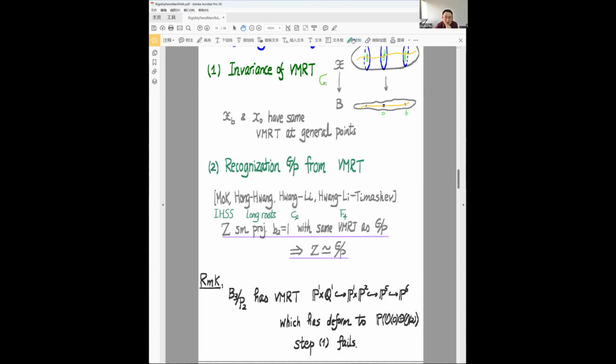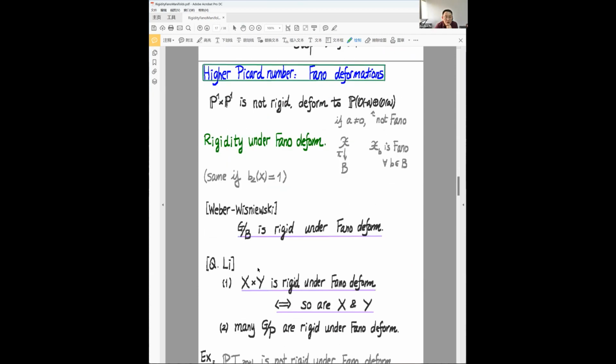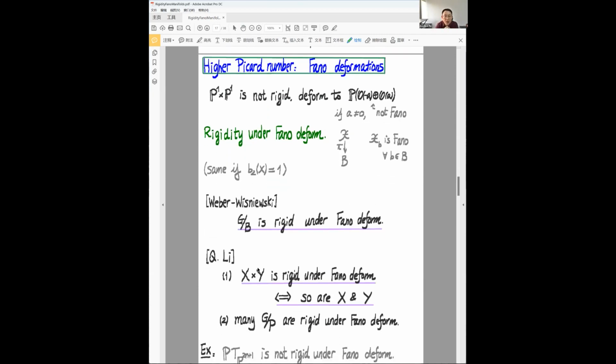And let's come to this exception of B3 mod P2. This VMRT is P1 plus Q1, and in this case, it can deform to this variety. So the first step failed. So this is why it becomes an exception. And so let's come to the higher Picard number case. In this case, we cannot expect it to have rigidity. For example, even for P1 plus P1, it's not rigid.